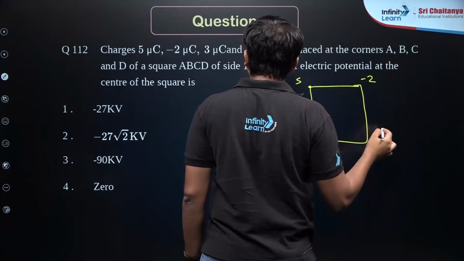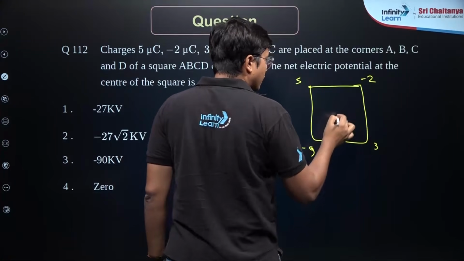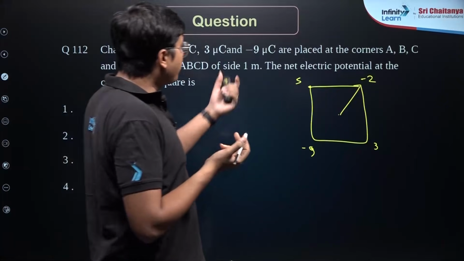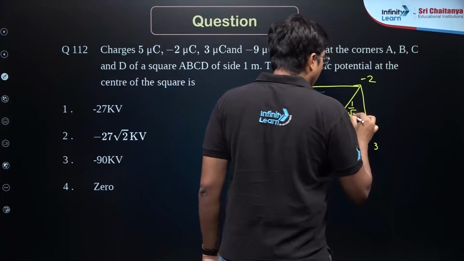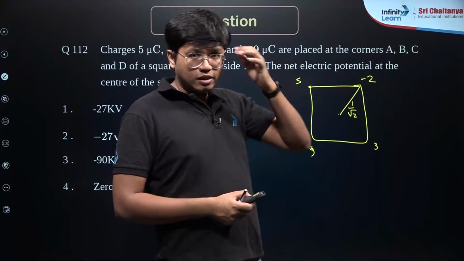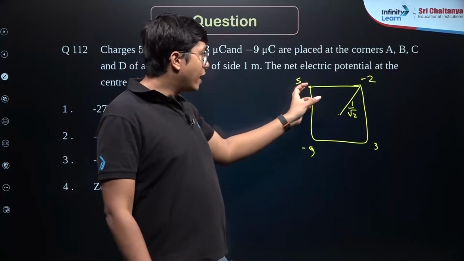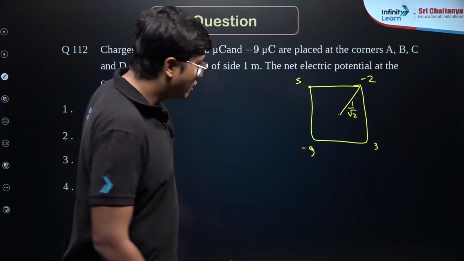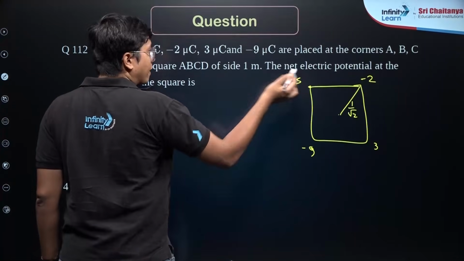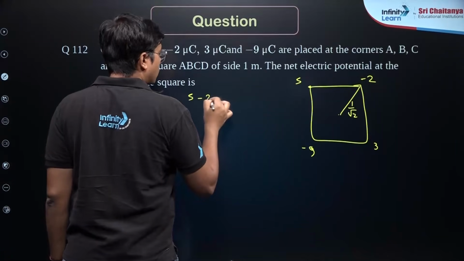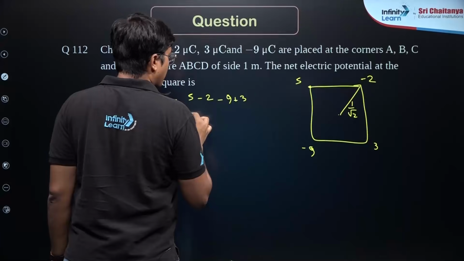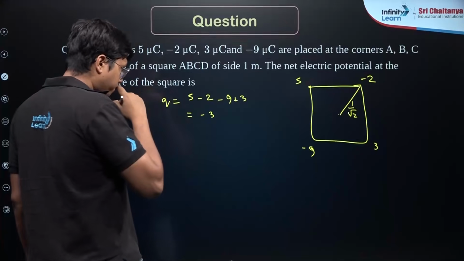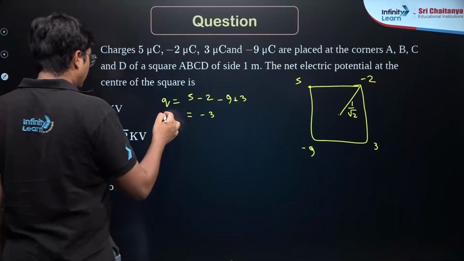You have 5, you have a minus 2, you have a 3, you have a 9. Doesn't even matter where they are placed. You want it over here. Distance is basically a by root 2, side length by root 2, so it's 1 by root 2 here. Now think about it, each of them are at the same distance, so their contribution to the potential, and again potential is just a scalar function. So at the end of the day, I can just find the net charge here. The net charge is how much? 5 minus 2 minus 9 plus 3. That would go to minus 11 and that's an 8, that's a minus 3 if I am not mistaken. Yes, that's a minus 3, that's the charge.